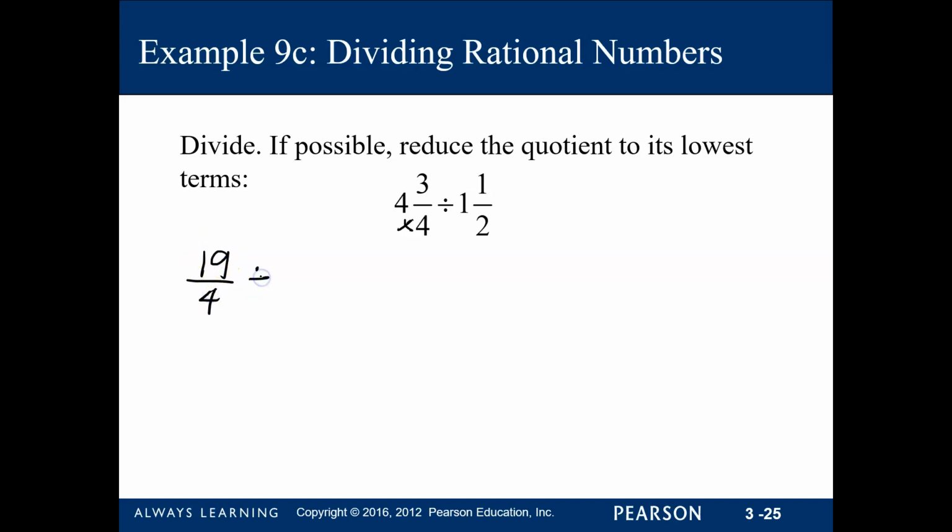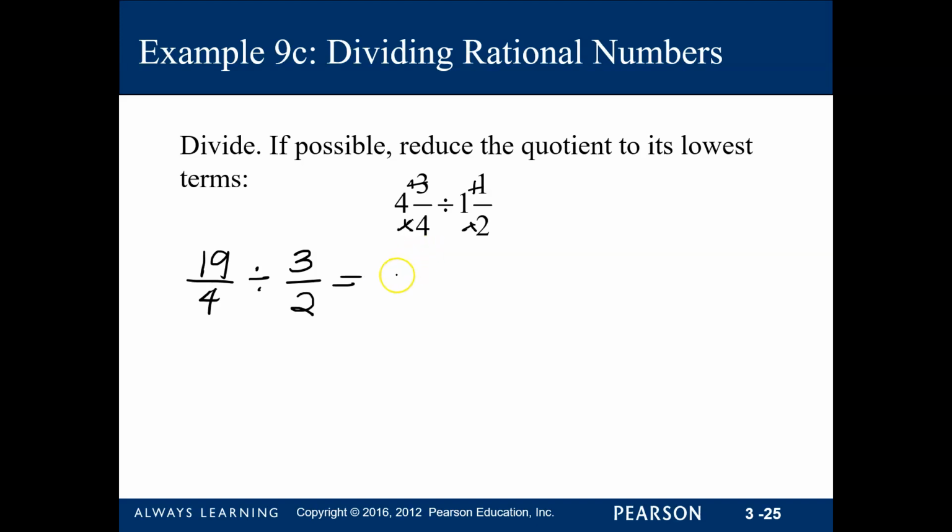Still copy division, divided by, again, we are just changing mixed number to improper. So this is now 1 times 2, which is 2 plus 1, and that's going to be 3 over 2. Now, we have changed them both to improper fractions. We now proceed with our actual division.